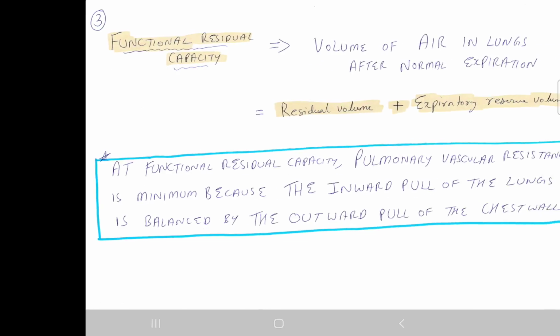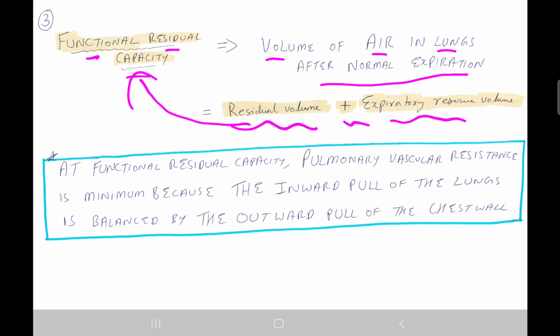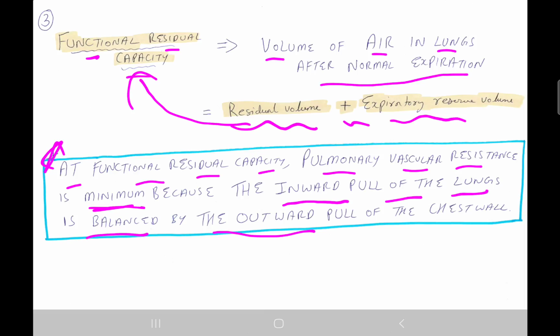Functional residual capacity is the volume of air in lungs after normal expiration. Residual volume plus expiratory reserve volume is functional residual capacity. One very important point is, at functional residual capacity, pulmonary vascular resistance is minimum because the inward pull of the lungs is balanced by the outward pull of the chest wall.